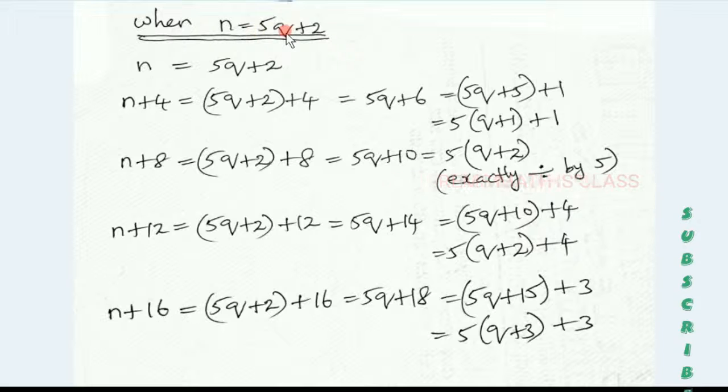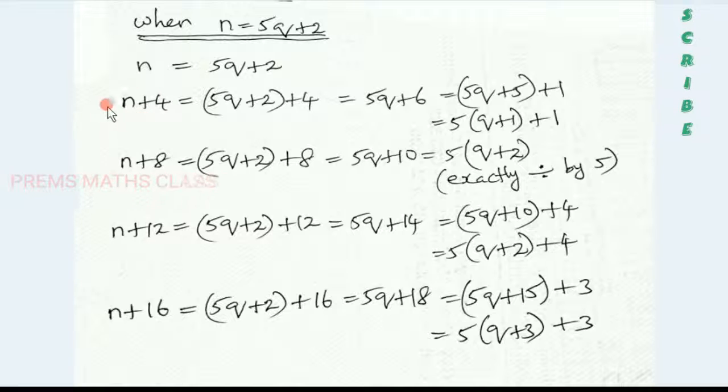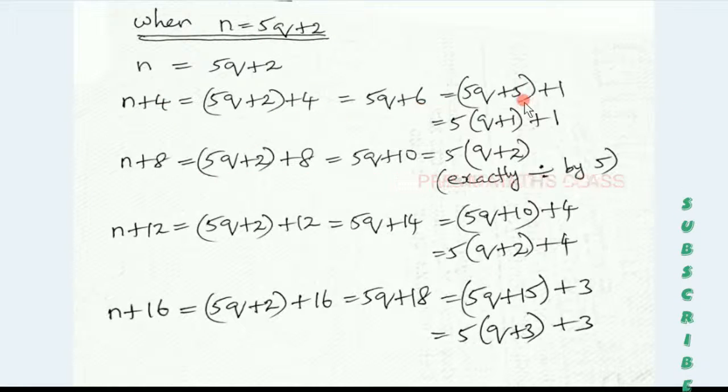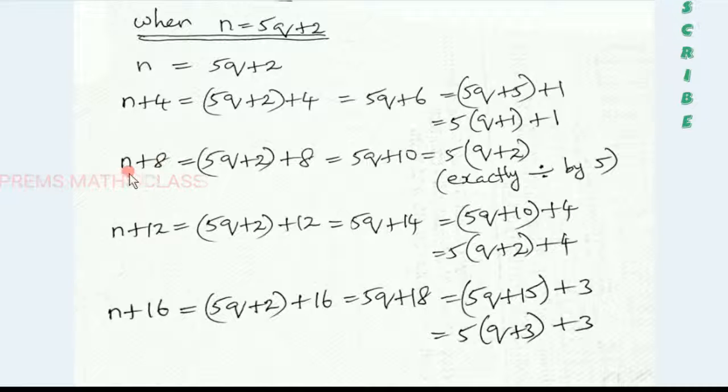Next case, when n is equal to 5q plus 2. As usual, substituting n equal to 5q plus 2, here the remainder is 2, so not divisible by 5. Next, n+4. n is 5q plus 2 plus 4. 2 plus 4 is 6. This 6 can be written as 5 plus 1. So taking 5 common, 5 into q plus 1, plus 1. So the remainder is 1, so not divisible by 5.